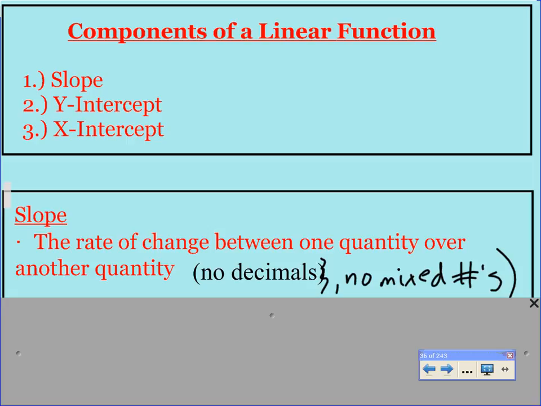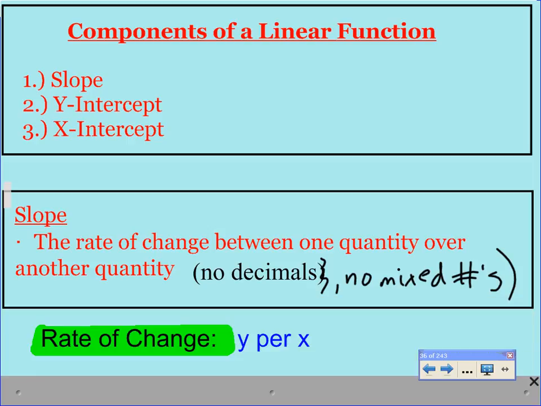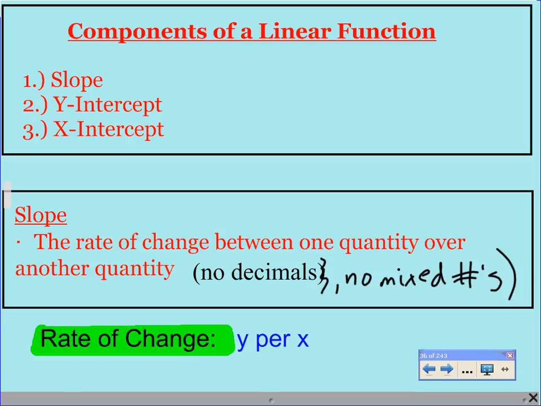One more thing I need you to add either above or below that box is what Miss Wingrove thought of that might help you. I want you to write down under or above, rate of change, y per x. Rate of change. I want you to think of it as y per x, and we'll see if this helps.